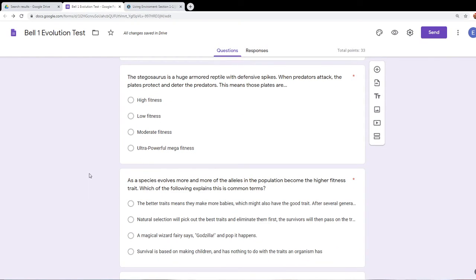Next, the Stegosaurus is a huge armored reptile with defensive spikes. When predators attack, the plates protect and deter the predators. This means that those plates are a high fitness trait, a low fitness trait, a moderate fitness trait, or an ultra powerful mega fitness? I'll give you guys a hint. It's not ultra powerful mega. That's not an evolutionary thing. So those plates that protect the dinosaur and deter the predators, are they high fitness, low fitness, or moderate fitness?